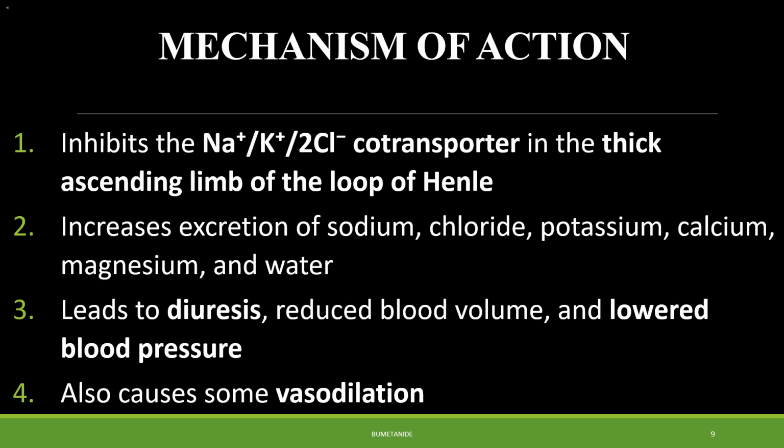Mechanism of action of bumetanide. 1. Inhibits the Na-K-2Cl cotransporter in the thick ascending limb of the loop of Henle. Bumetanide blocks this transporter in the kidney. 2. Increases excretion of sodium, chloride, potassium, calcium, magnesium, and water. Bumetanide increases removal of these through urine. 3. Leads to diuresis, reduced blood volume, and lowered blood pressure. Bumetanide's effects lead to these outcomes. 4. Also causes some vasodilation. Bumetanide has a slight blood vessel widening effect.